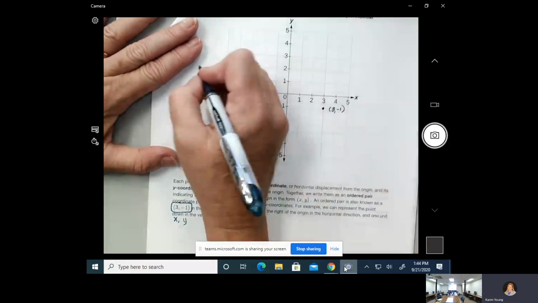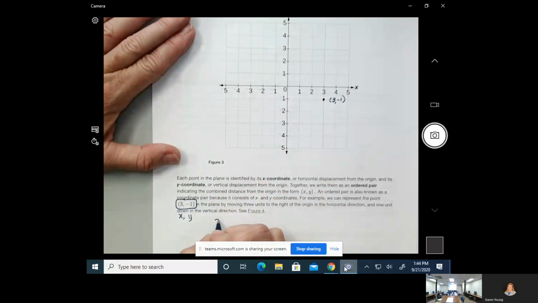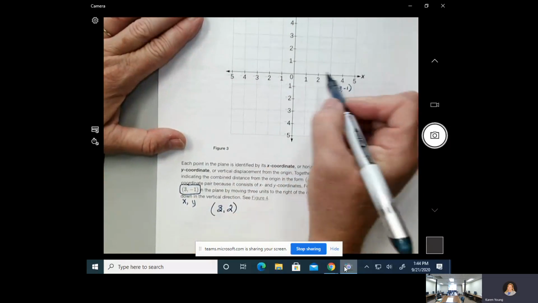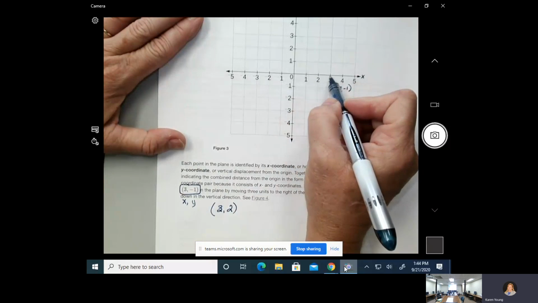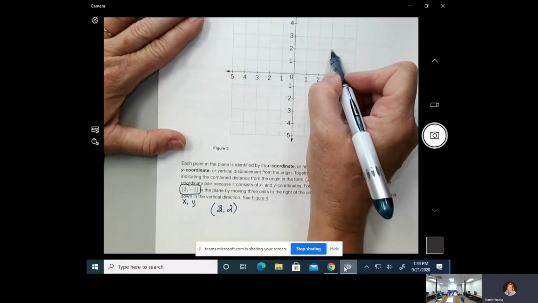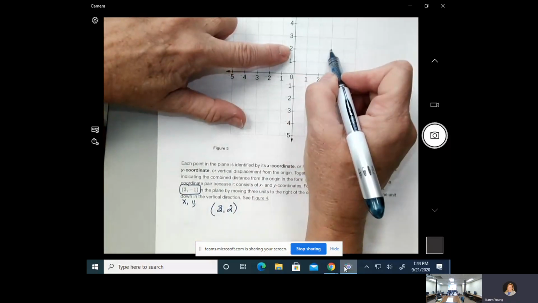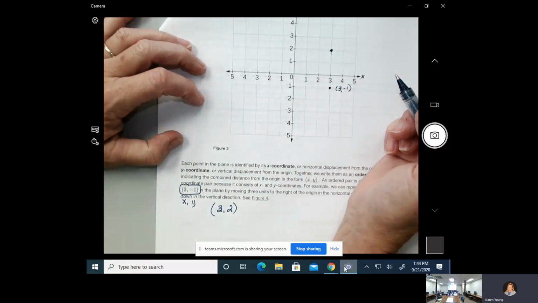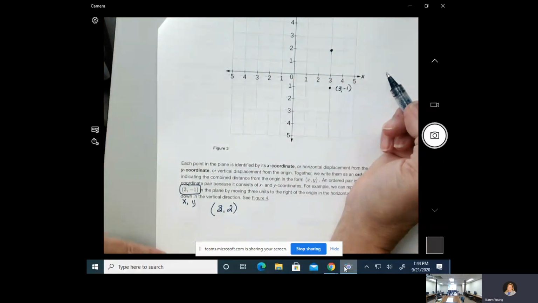If I wanted to graph 3 and positive 2, I'd go over to 3, and then I'd go up to where it intersects at 2. Okay, it's just kind of boring, right? Plotting lines.